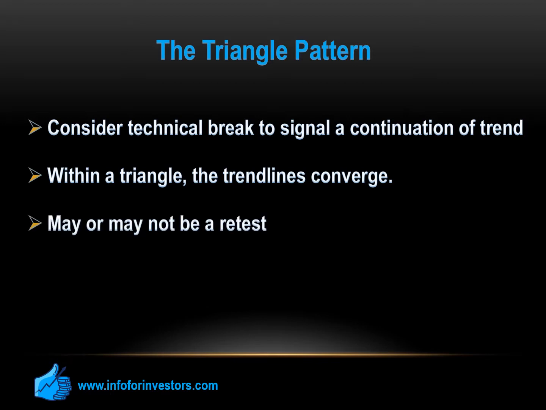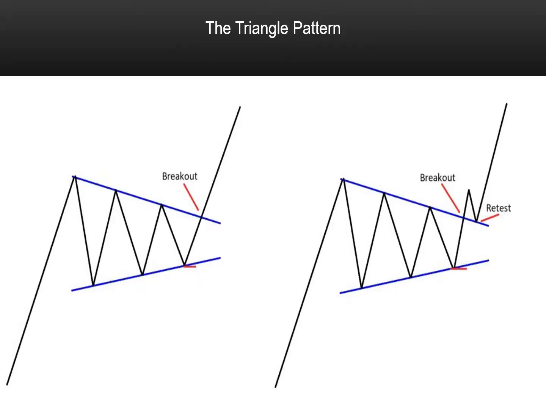Usually there will be about 3 tests of both the upper and lower line, although the minimum is 2 points of contact for each line. It is not uncommon for the very last decline in a bullish variant to fall slightly short of testing the rising trend line, as seen in the below example.